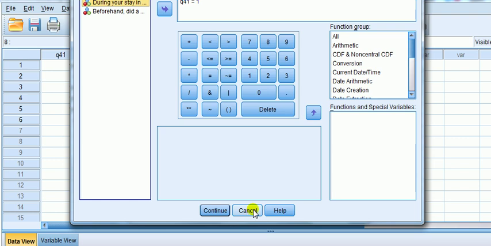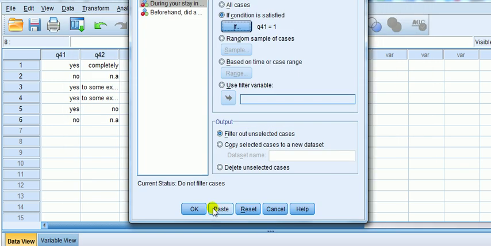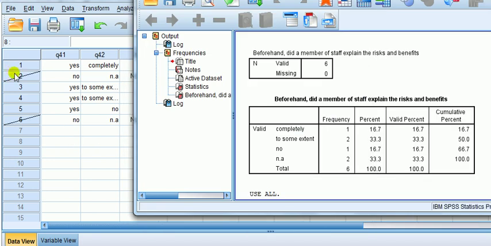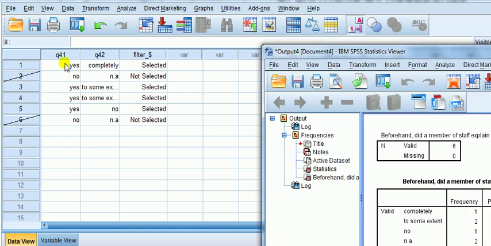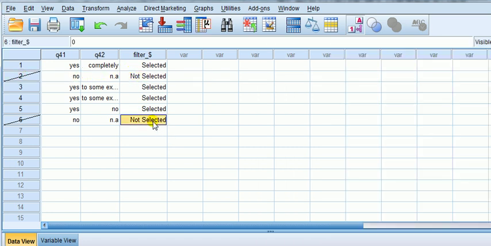So I did this beforehand, so let me cancel that to show you how I'd do that. So you're on your status, question 41, take that over, press the equal sign, one. That means for the people who answered yes to question 41. Continue. Okay, and watch what happens. You can see that there's a strikeout on case 2 because that person answered no to 41, and a strikeout on case 6 because that person answered no to 41. And then we've got a new column called filter, which shows us what data has been selected. So basically, all cases 1 to 6, except for 2 and 6.